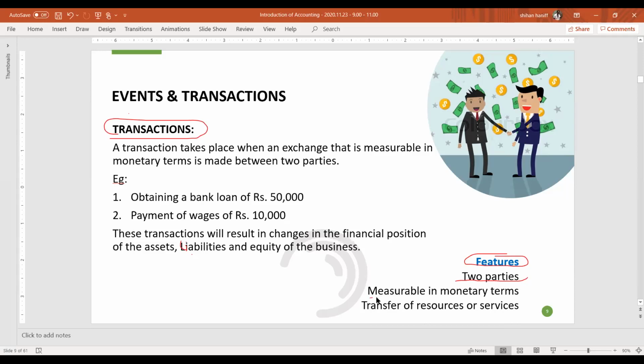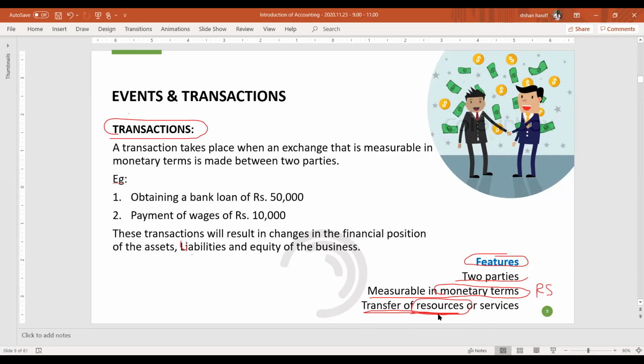There should be something measurable in monetary terms. So already we know what is monetary: rupees and cents. There should be a rupee value in that. So when you purchase a book, you paid 50 rupees, 100 rupees, which is a monetary term. And there should be transfer of resources. What is a resource? A resource is something available with you. You paid cash and you bought the books.